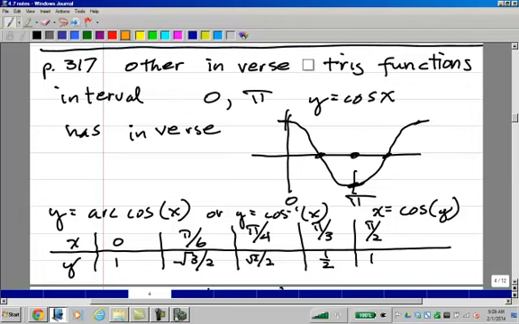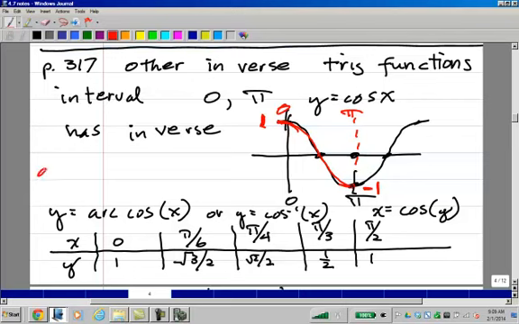All right, the cosine. Now the cosine, notice how the cosine is 1 to 1 from 0 to pi. Okay, from 0, this is pi over 2, or 90 degrees. Okay, that's where the cosine is 0. Okay, so notice that here it goes from 1 to negative 1.